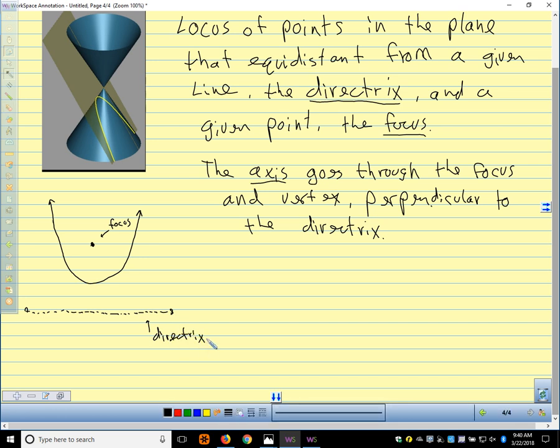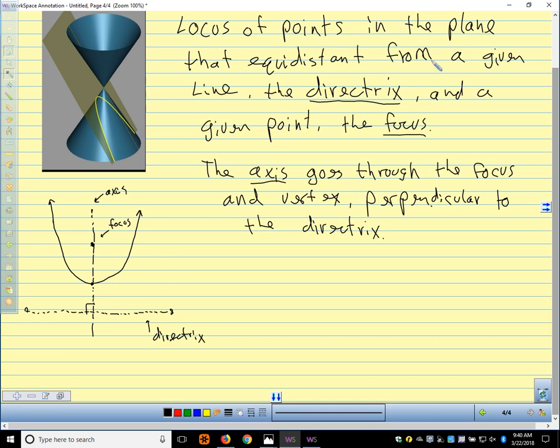Isn't directrix a nice word? I like the word directrix. It's nice. And the axis, here's our vertex. The axis goes through the focus, through the vertex, perpendicular to the directrix. So there's our axis.